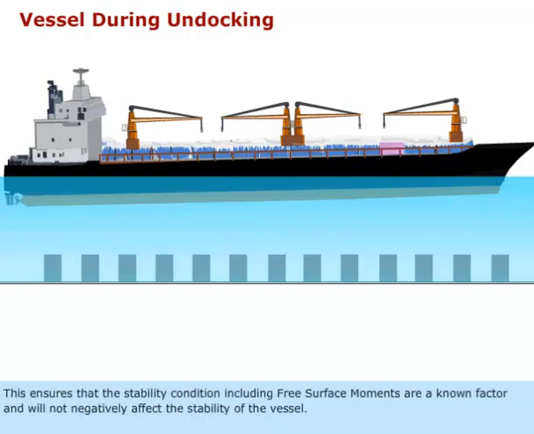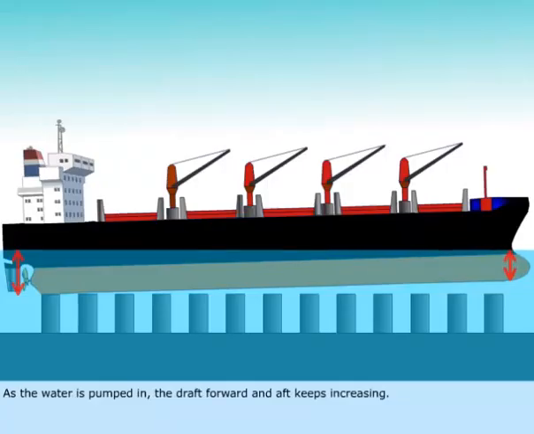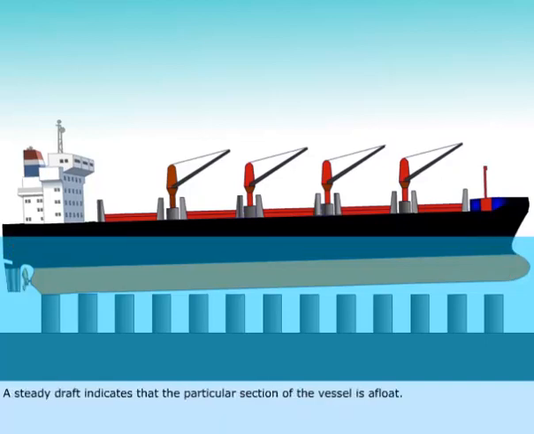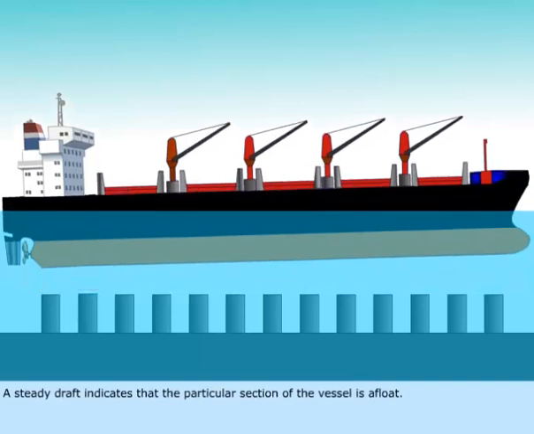This ensures that the stability condition, including free surface moments, are a known factor and will not negatively affect the stability of the vessel. As the water is pumped in, the draft forward and aft keeps increasing. A steady draft indicates that the particular section of the vessel is afloat.